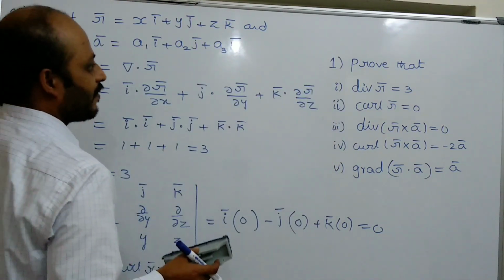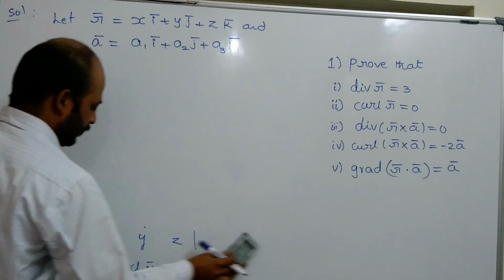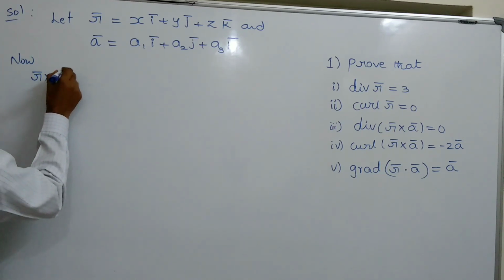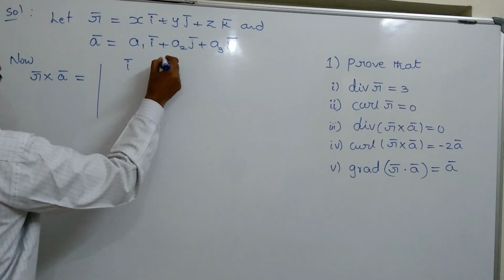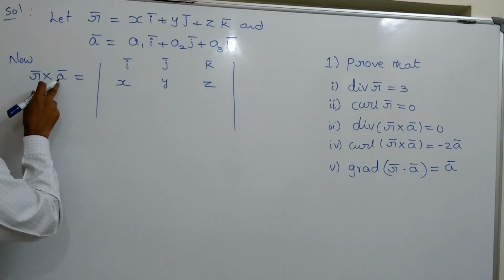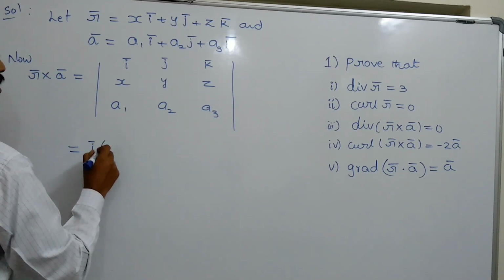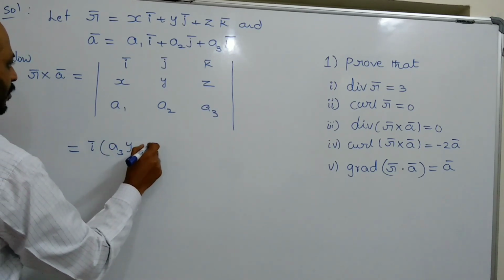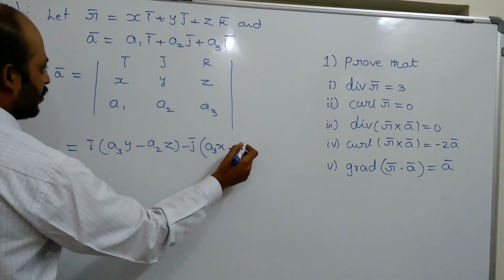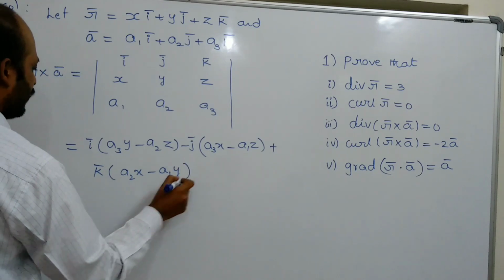And the next, third one, divergence of r bar cross a bar. Let us find first r bar cross a bar. Now r bar cross a bar is equals to the determinant with rows i bar, j bar, k bar; coefficients of r bar, x, y, z; coefficients of a bar, a1, a2, a3. Expand this determinant: i bar into a3y minus a2z, minus j bar into a3x minus a1z, plus k bar into a2x minus a1y.